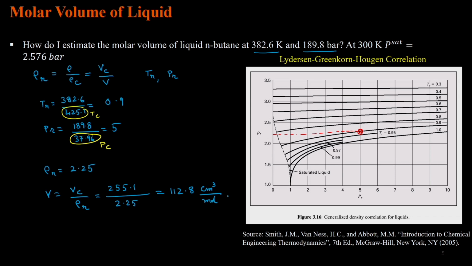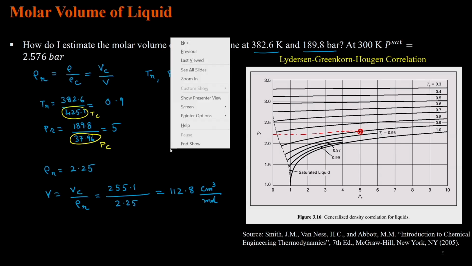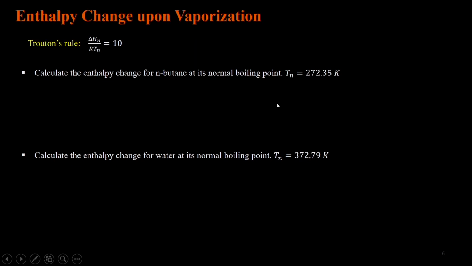So not just at saturation condition, there are correlations that are available to estimate the molar volume of the liquid even in a subcooled state. One of the correlations, as we have just used, is an example. Now, these two correlations are widely used for estimating the molar volume of the liquid in saturated state and in the subcooled state. The other thing we're interested in is calculation of enthalpy change upon vaporization, right? If there is a phase change from liquid to vapor or vice versa, what would be the enthalpy change?